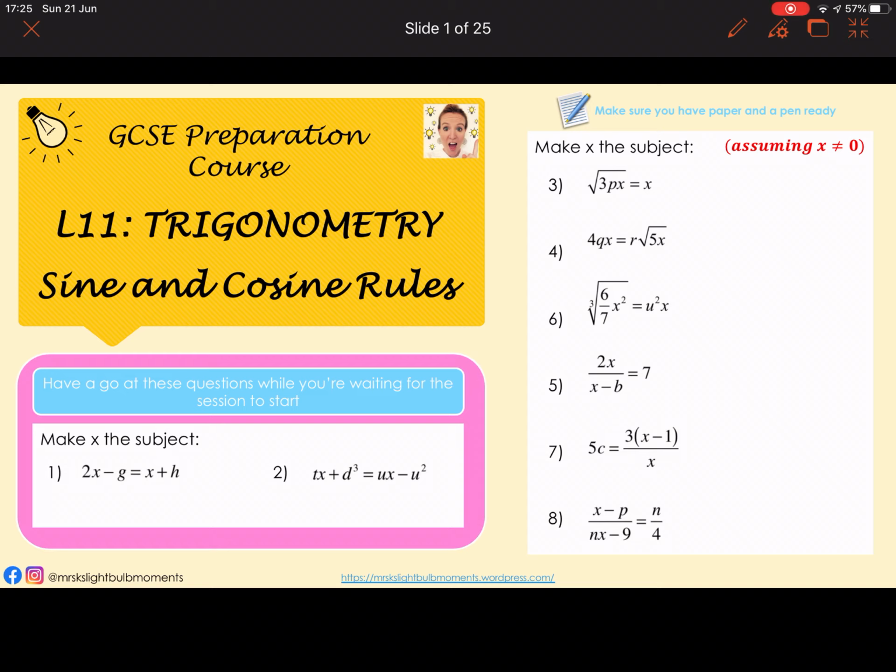You will need your calculator for this session, so if you haven't got that, make sure you get it to hand now, and a pencil and paper would be good.